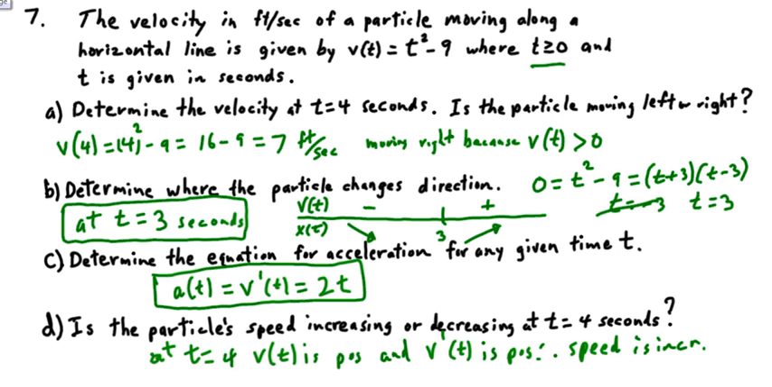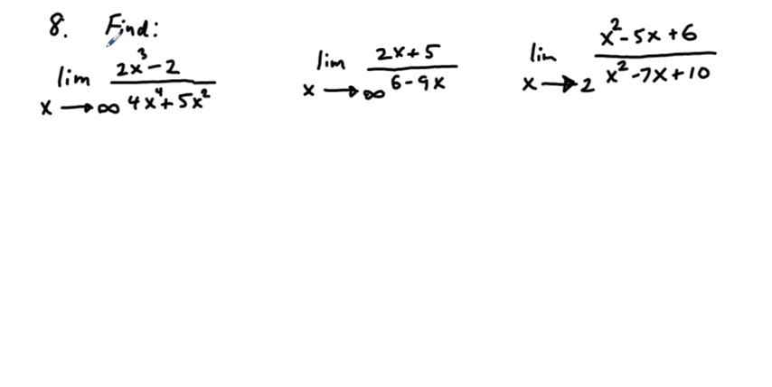Okay, let's try to go on to 8. We have the limit as x approaches infinity of 2x cubed minus 2 over 4x to the 4th plus 5x squared. Well, this is going to be a situation where we have an x to the 3rd power on top and an x to the 4th power on the bottom. So as we go toward infinity, the top is going to go to 0 in comparison to the bottom. So our limit, our horizontal asymptote, is going to be 0. So y equals 0. That'd be our horizontal asymptote.